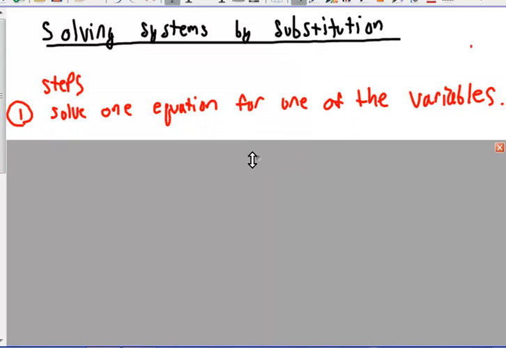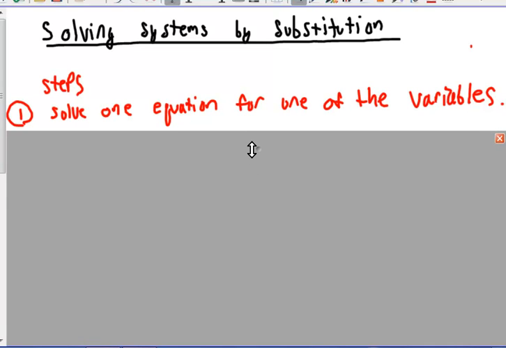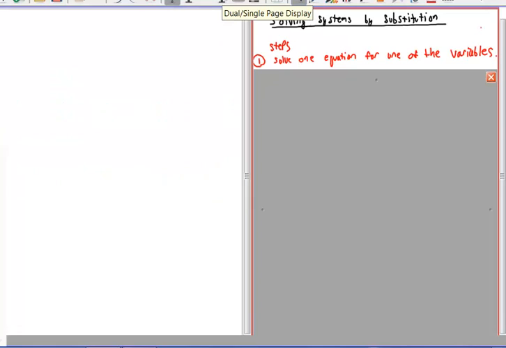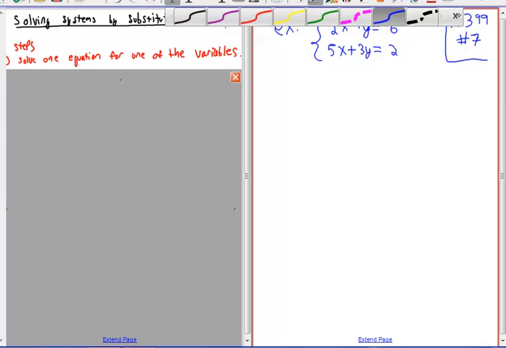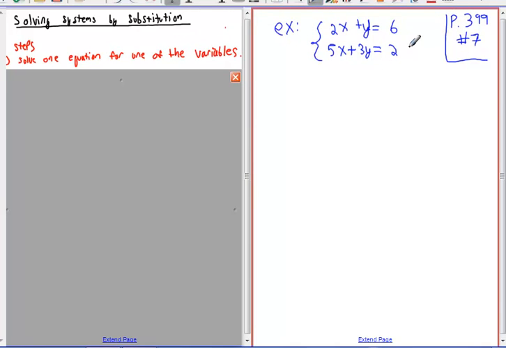So here is your first step. Your first step is going to be: solve one of the equations for one of the variables. So what I've done is I've come up with this example from page 399, number 7. Let's make that a little bit neater. From page 399, number 7. It's not exactly that same problem, but it's very much like it, because you're going to have this problem for a homework assignment. So very much like that problem, this is the system we're going to work on.